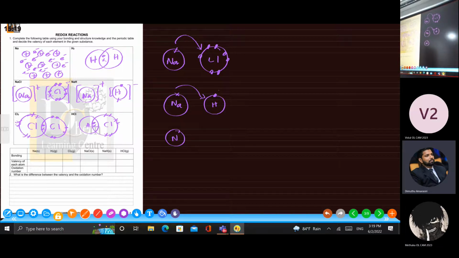Okay. All right. Now, do you understand this? The formation of chemical bonds is all about electron sharing and electron transfer. Is that clear? So now we'll fill this table. Bonding in sodium: metallic. Hydrogen, covalent. Chlorine, covalent. Sodium chloride, ionic. Sodium hydride, ionic. Hydrogen chloride, covalent.